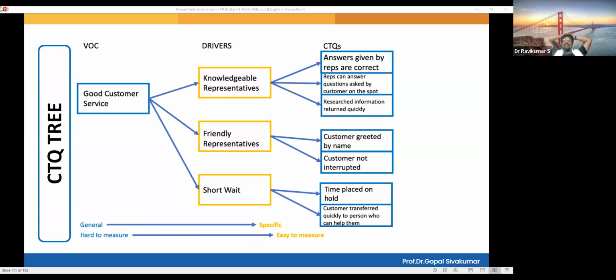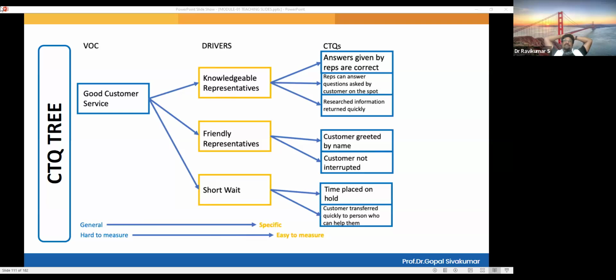Then, when it comes to friendly representatives, the customer doesn't want the representative to be rude, harsh or angry. They must greet the customer when the customer arrives in the call, and the customer should not be interrupted while explaining the problem or giving feedback. Normally, the customer executive will interrupt and say, "Sir, we'll come back to you within 2 days. We'll come back to you immediately." But that kind of interruption must not be there. You have to allow the customer to speak and complain about the issue in detail.